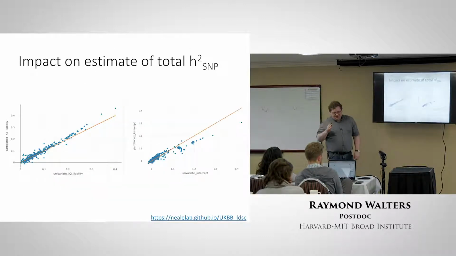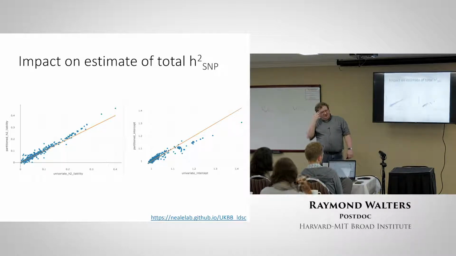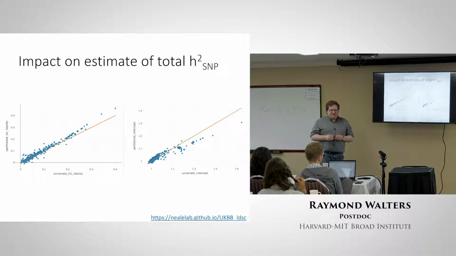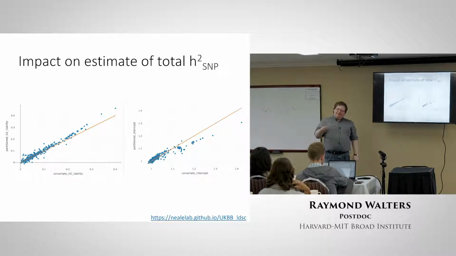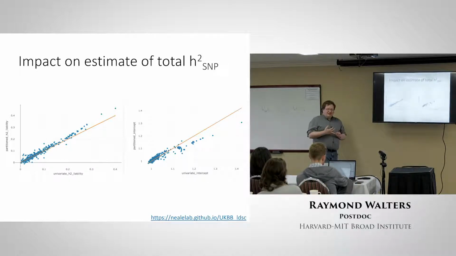The other thing that's relevant, especially since we've had previous conversation about the intercept, is that while most of the focus in looking at the partitioned heritability is on these enrichments or conditional effects in the taus, we do still get out of the regression both an intercept and an overall estimate of the total SNP heritability. So we can look at the impact of the partitioning compared to the univariate estimate on that front.